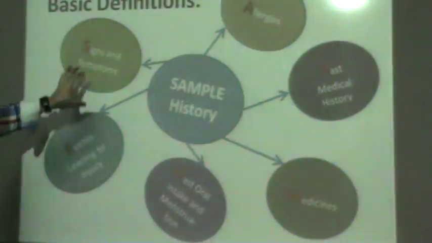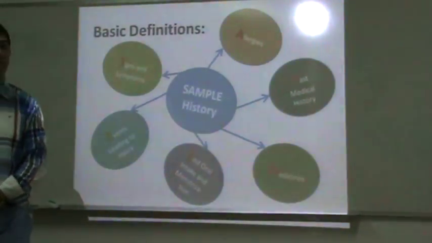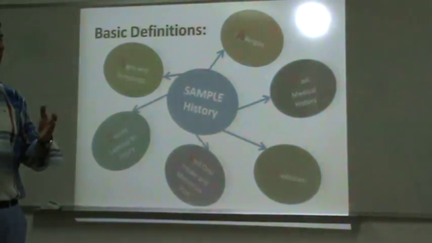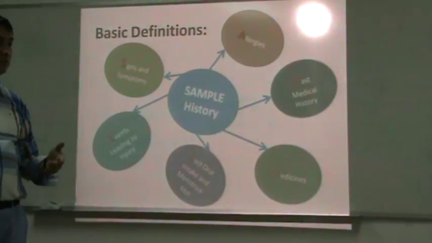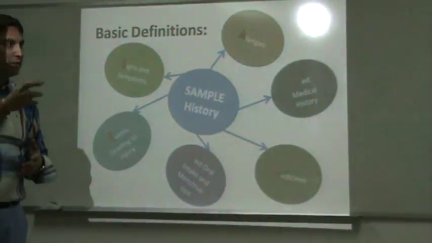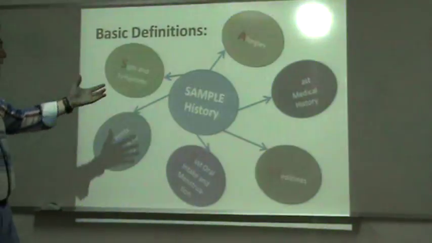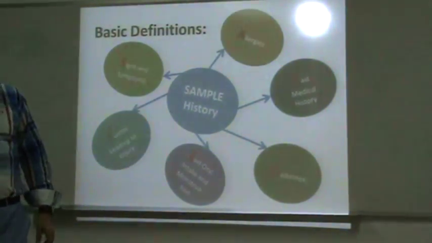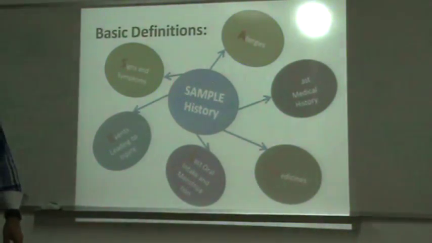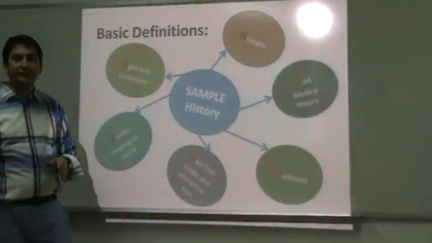S stands for signs and symptoms. What's the difference between signs and symptoms? The patient tells you the symptoms. Signs, you look for. Symptoms: I'm in pain, I can't see. That's symptoms. Signs: there is yellow in his eye, it's yellowish, his face is pale. So these are signs. We look for allergies.